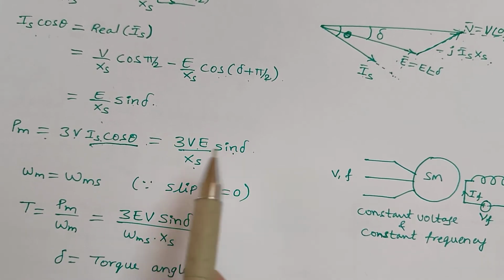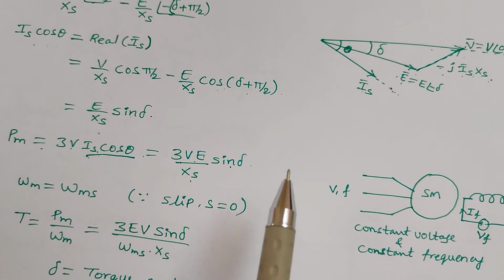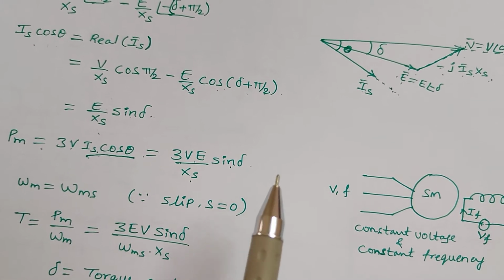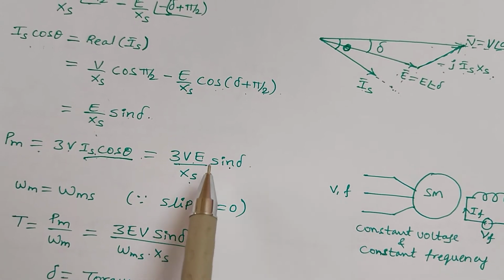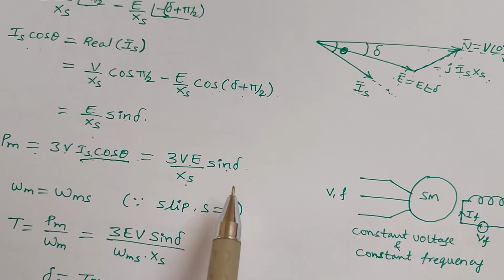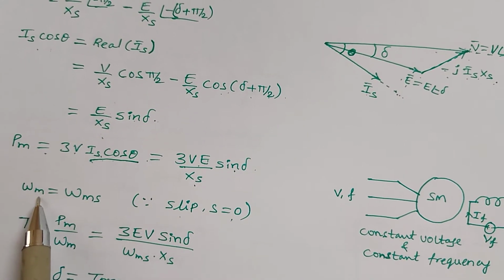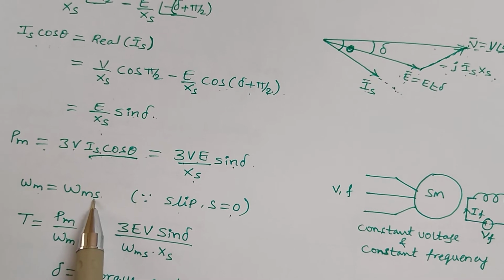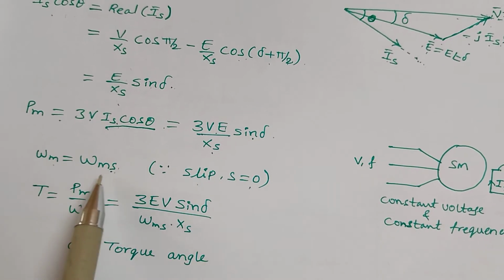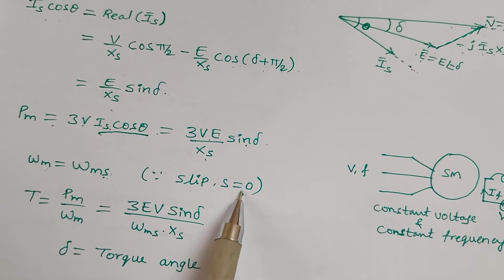As this is a synchronous motor, it is running with constant frequency. Your rotor and the stator field are running with the same speed, so your slip will become 0. That's why your rotor speed is equal to the synchronous speed. Omega m is equal to omega ms, with this assumption, because slip is equal to 0 in the synchronous motor.